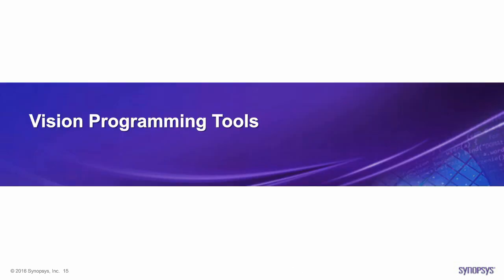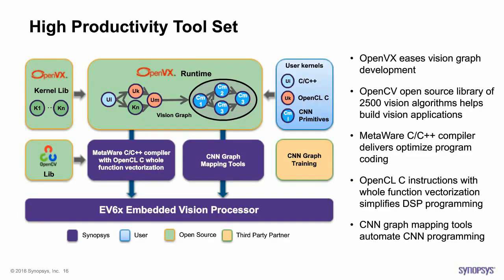So let me talk just briefly about the programming tools. We have a full programming environment. This picture looks a little bit complex, but let me break it down for you. We have an OpenVX runtime, which allows you to build a vision graph. It's convenient because it gives a level of abstraction from the hardware, which is nice for the programmers. They don't have to spend so much time thinking about the hardware. They can spend a lot more time on the vision graph itself.